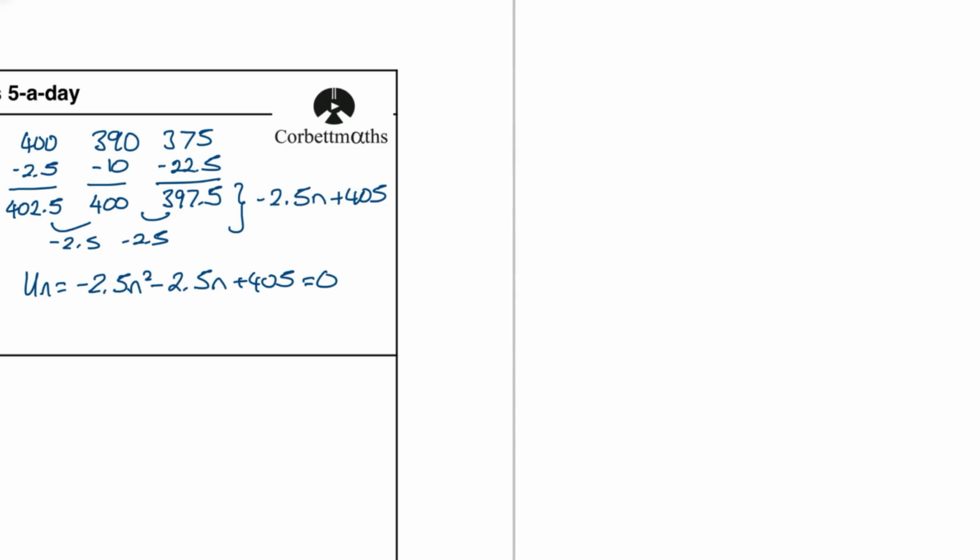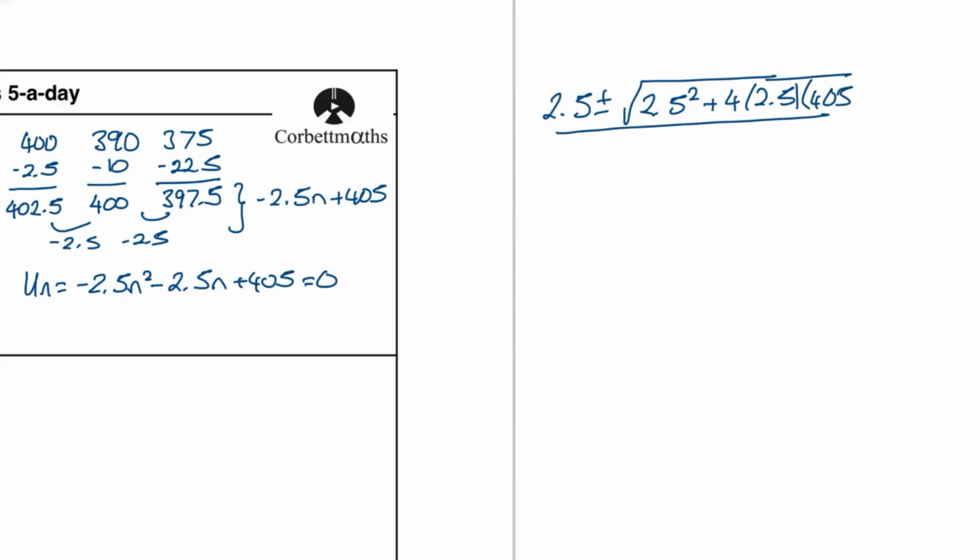So the quadratic formula tells me it's minus b, so it's 2.5, plus or minus the square root of b squared, which is 2.5 squared, minus 4 times minus 2.5, so that's plus 4 times 2.5, times 405, and divide all of that by 2 times a, and 2 times minus 2.5 is minus 5. Now, I already know I need the positive, but I'm going to work out both numbers anyway, just to check it's right. Put it in the calculator, and I get minus 13.2 or 12.2.